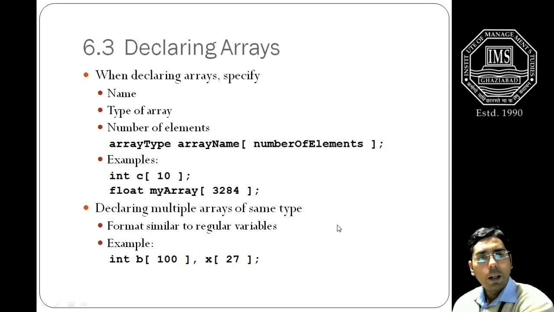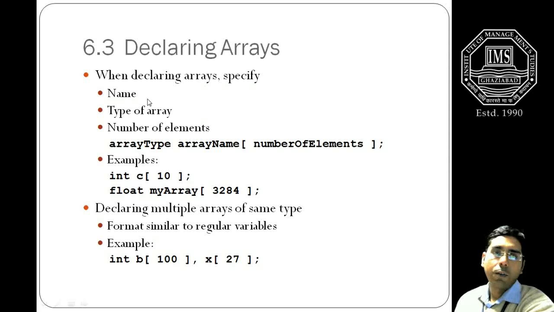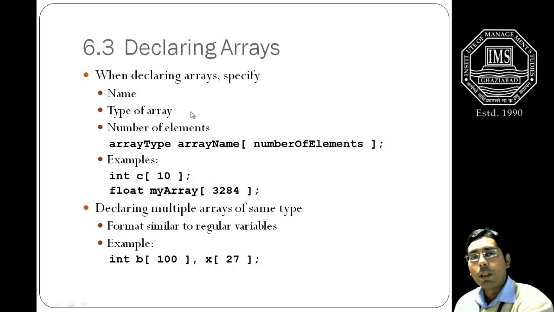How can we declare an array? When we declare an array, we must specify the name of the array, the type of the array, and the number of elements. Means, what is the name of the particular array, which acts as a variable name; the type of the array, that is, what type of elements will be stored inside the array; and how many elements will be stored inside the array, which is represented by the number of elements.